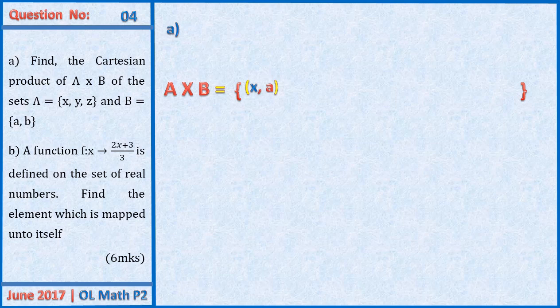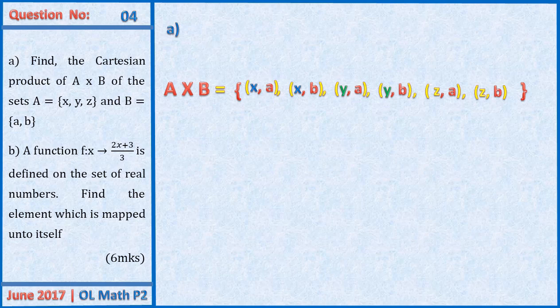Now still with X we can have XB. We are done with X. Now with Y you have YA and YB. We have ZA and ZB. This is the Cartesian product of A and B, the Cartesian product AB. If they ask for BA, just swap the position of all of the entries.